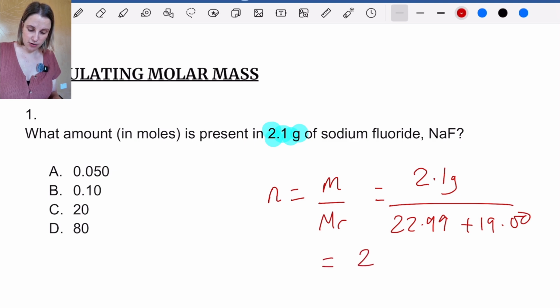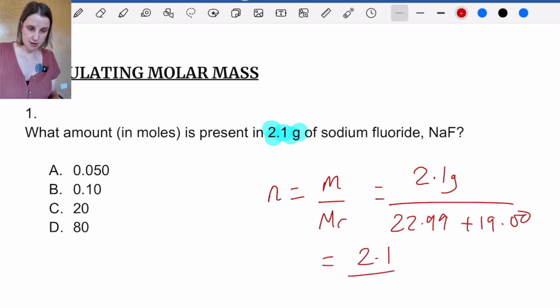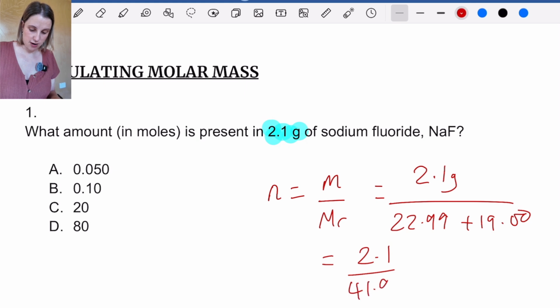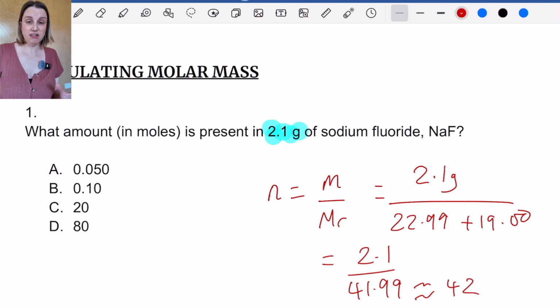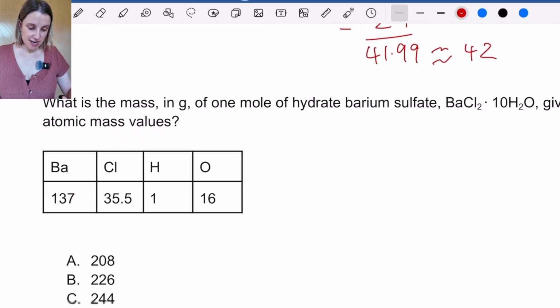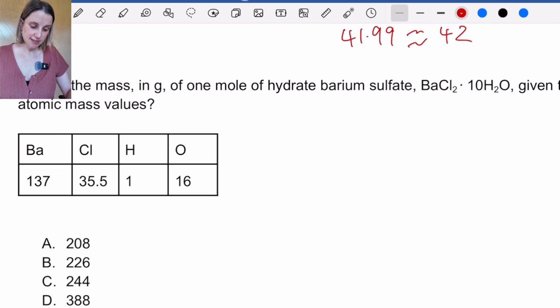Then we get 2.1 divided by 41.99, which is approximately 42. So that roughly, if we're doing this without a calculator, will give me 0.050.